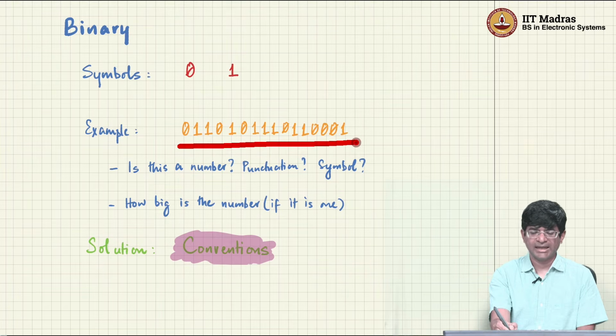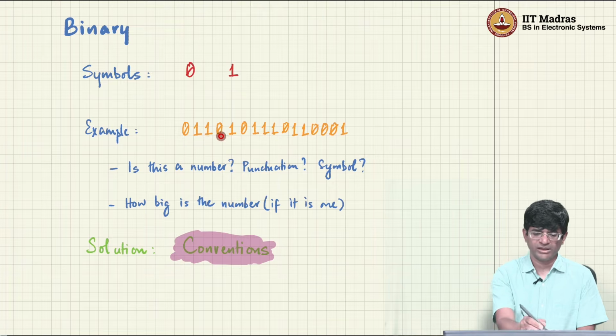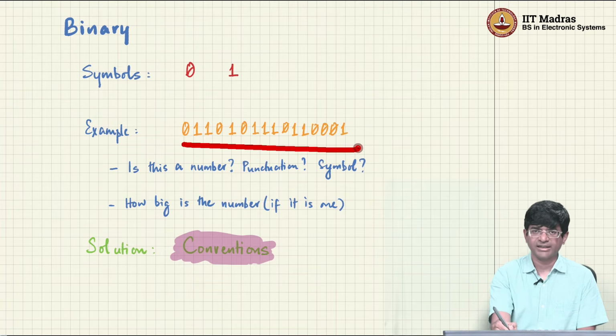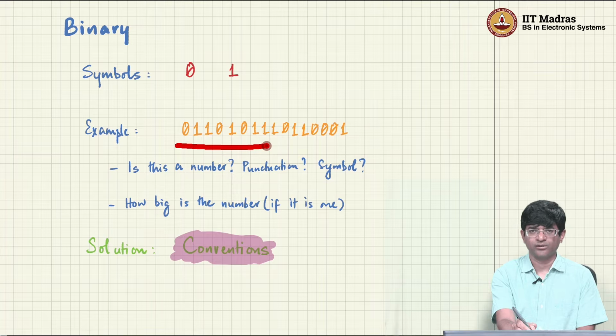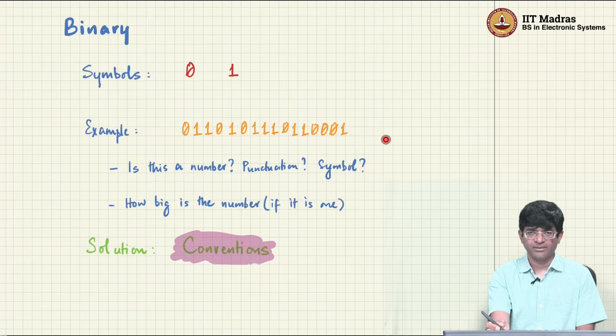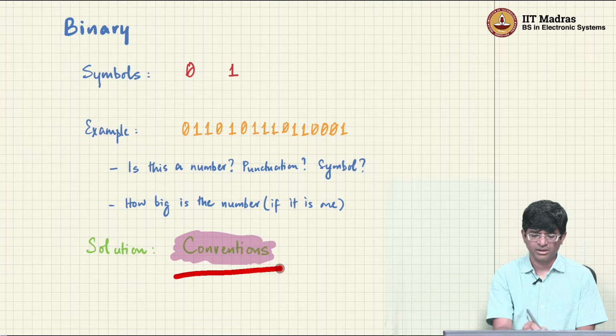All of those are questions that I can naturally ask if I am just presented with this value out here. In general, there is no way to know whether these 4 symbols correspond to a number, or whether these 4 correspond to punctuation. Does the entire thing correspond to a number? Does this part correspond to, let's say, an encoding of some character? Does this correspond to a question mark? We don't know, and it's impossible to know in general. The only real solution for it is to use conventions.